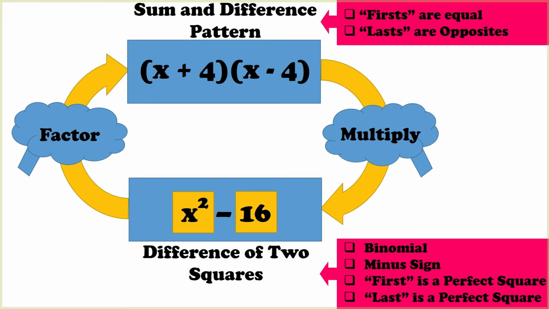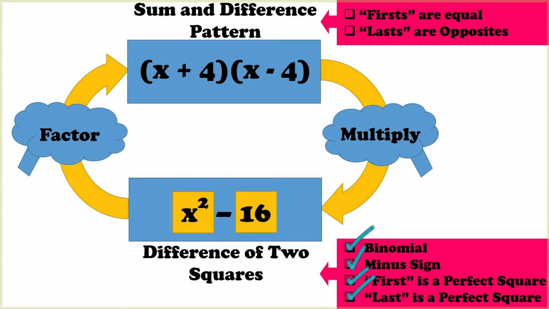So now let's look at this difference of two squares. So first of all, it's a binomial. Check. Second of all, there's a minus sign in between the terms. Check. Third of all, the first term is a perfect square because the coefficient on the x squared is a 1 and 1 is a perfect square. This is a perfect square term. And finally, 16 is a perfect square because 16 is 4 times 4. So this is the difference of two squares. That's what x squared minus 16 is.